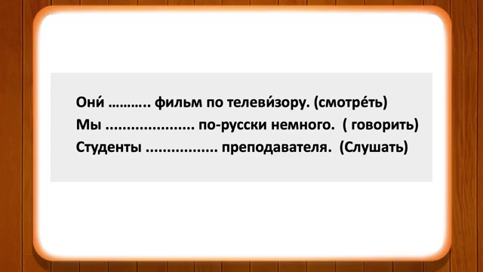The next sentence is мы по-русски немного. The verb that you need to use is говорить. So here also it is simple that you have to conjugate the verb говорить according to мы. So мы говорим по-русски немного. Let us do one more sentence. Студенты dash преподавателя. Слушать.